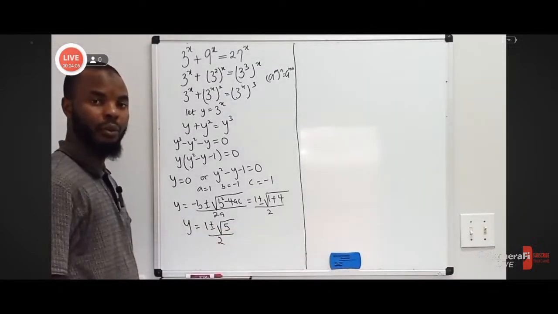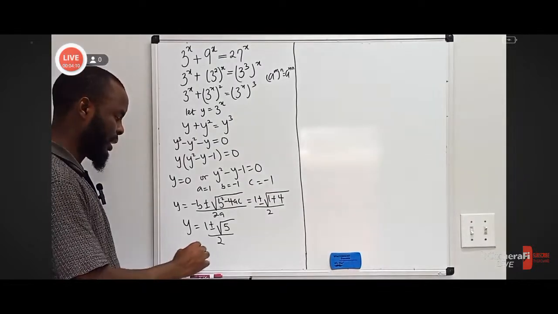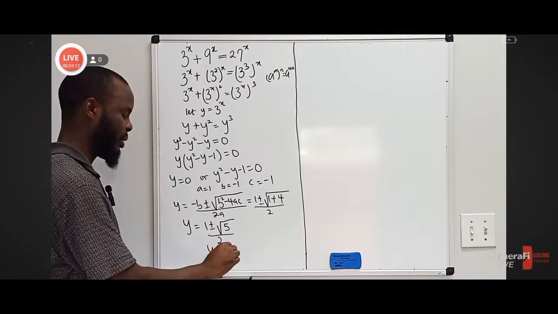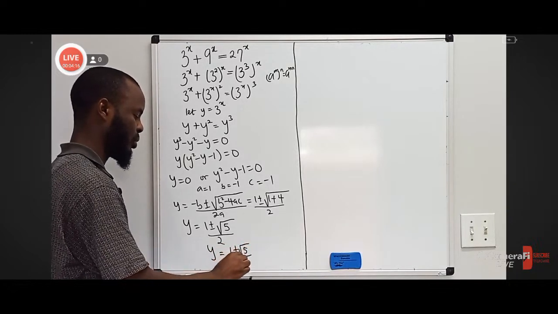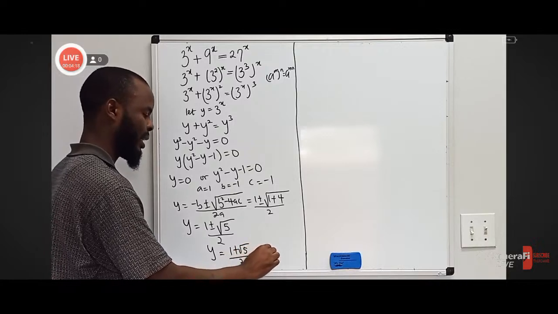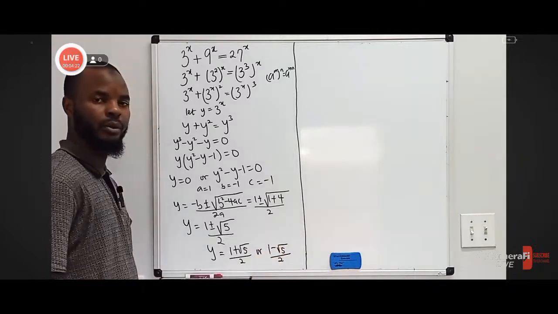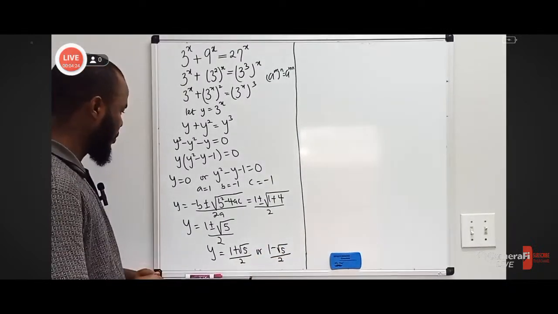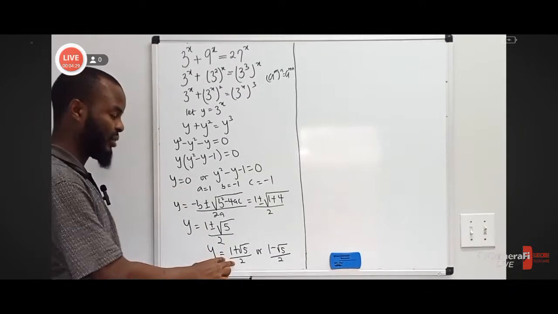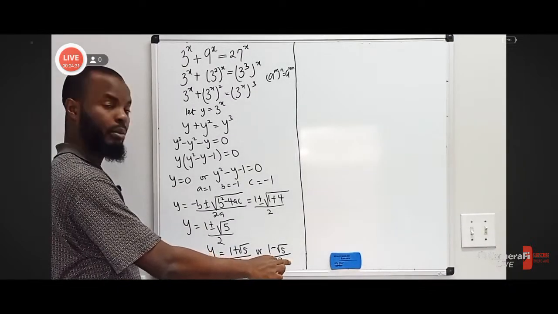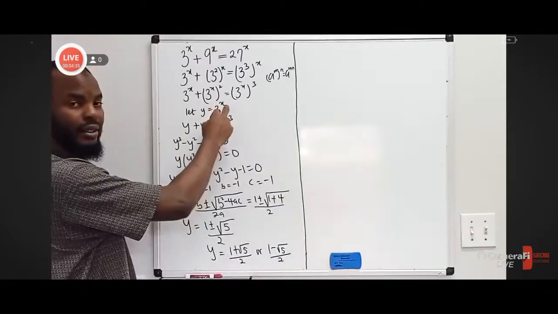So with this, we can say that we have two values for y. And what are the two values for y? That is, y can be 1 plus root 5 over 2, or y can be 1 minus root 5 over 2. So now, the first value is y equals 0, y equals 1 plus root 5 over 2, y equals 1 minus root 5 over 2. But we need to get x.